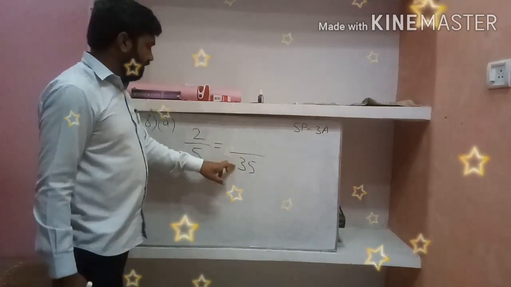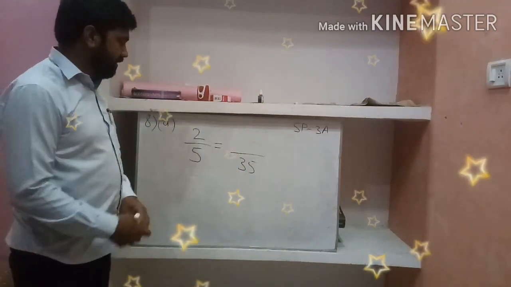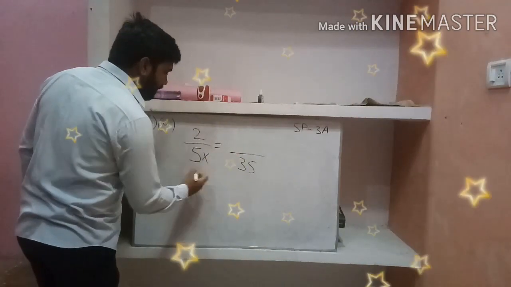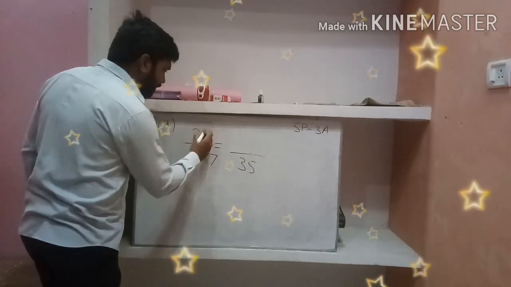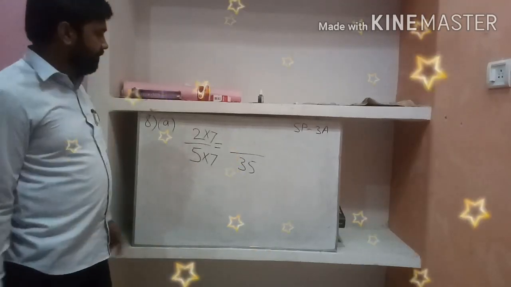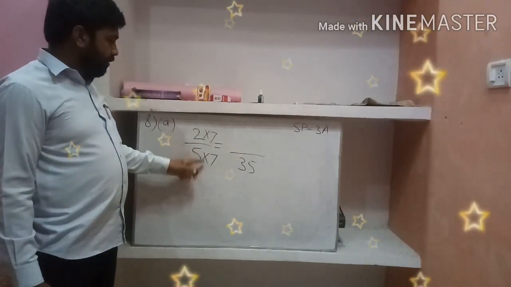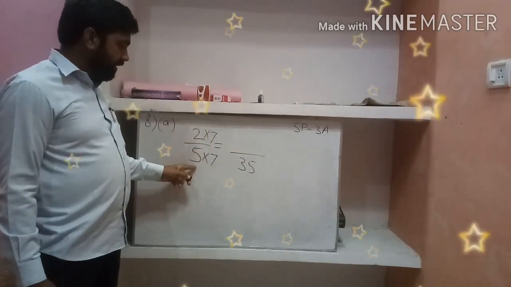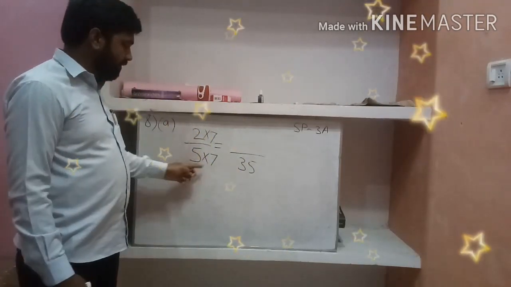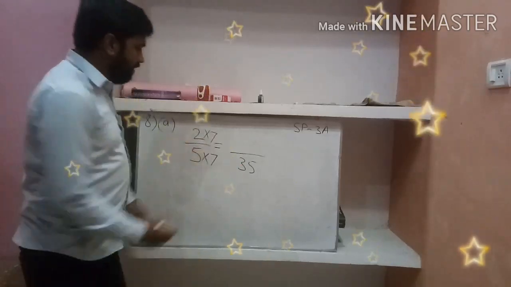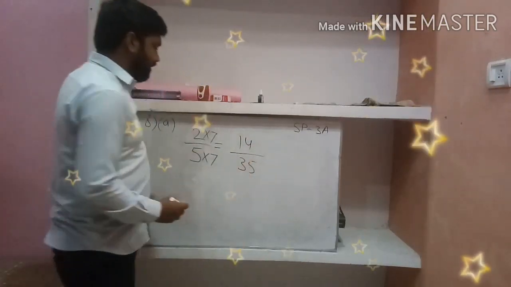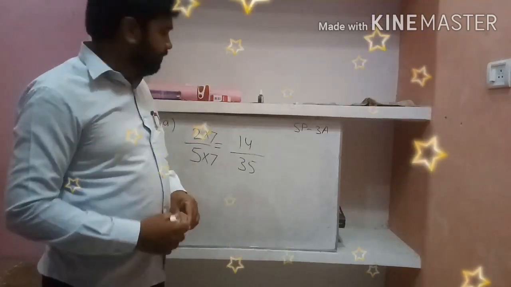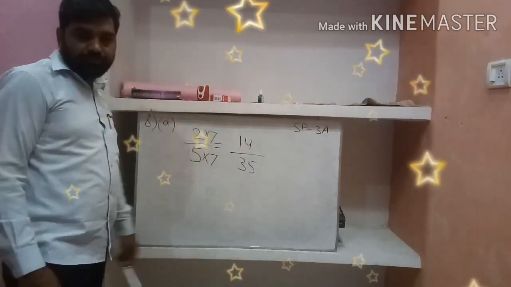Now how did we get 35? By multiplying 5 into 7 you get 35. If you are getting 35 by multiplying 7 to the denominator, you have to multiply the numerator also by 7. Multiply the numerator with the same number by which the denominator is multiplied. 5 sevens are 35, so 2 sevens are 14. So the equivalent rational number you got is 14 by 35. Okay, understand?